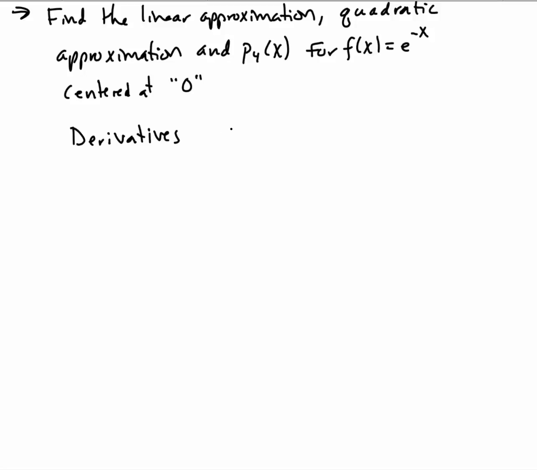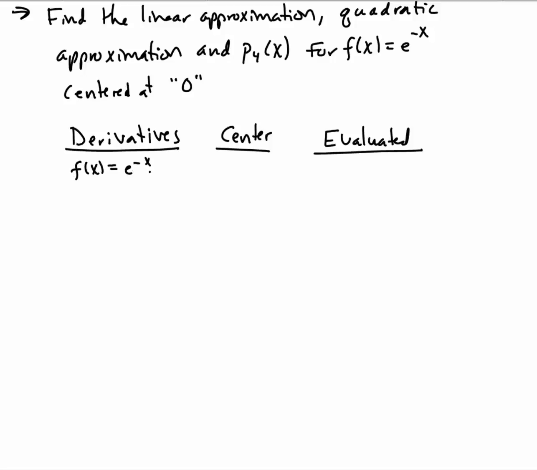And then I'm going to look at what the center is, and the center is the same all the time. And then I'm going to be looking at the derivative evaluated at the center. Now a couple of things are happening here. If the highest is the 4th degree polynomial, I need to be able to take 4 derivatives. So let's start with my original function, f of x equals e to the negative x.